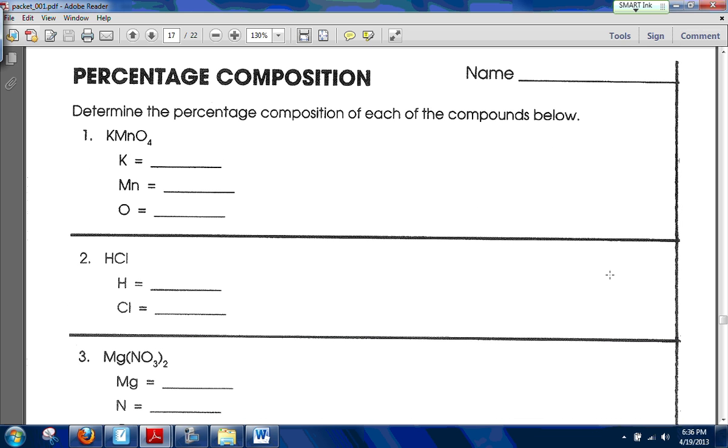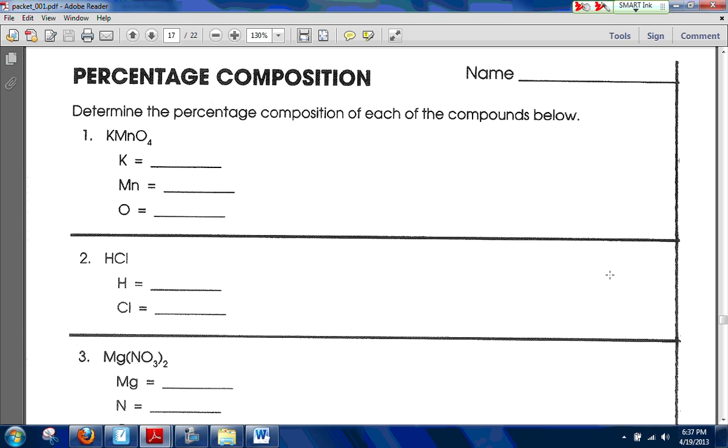All right, one that we haven't done before. Okay, determine the percentage composition of each of the compounds below. Okay, so this is going to be really, really hard in a not actually way. So, what we need to do is calculate the percent of mass that each of these elements has. So what we need to do is find out what the total mass is, and then we're going to do parts divided by whole.